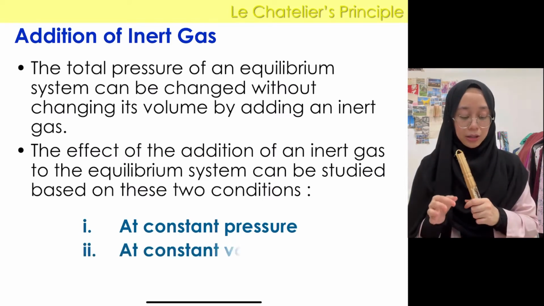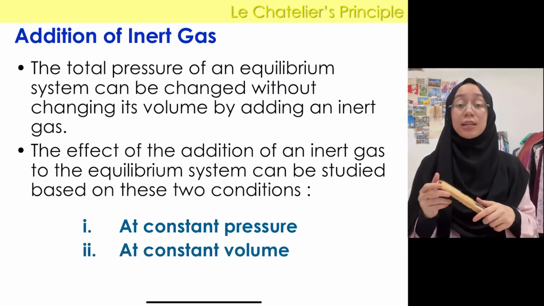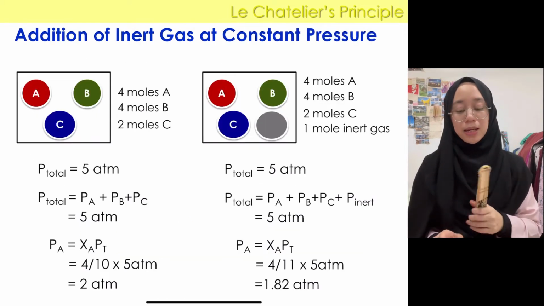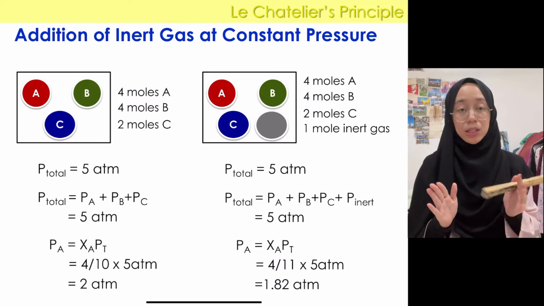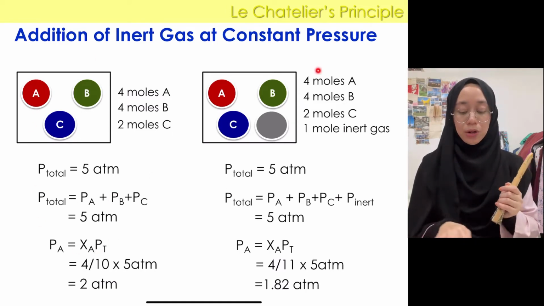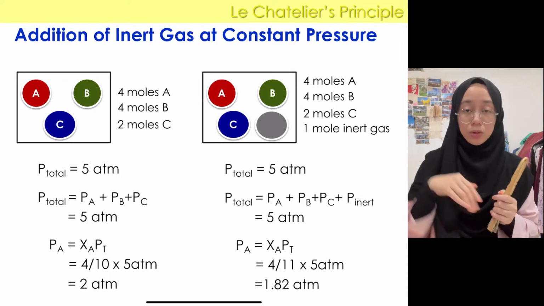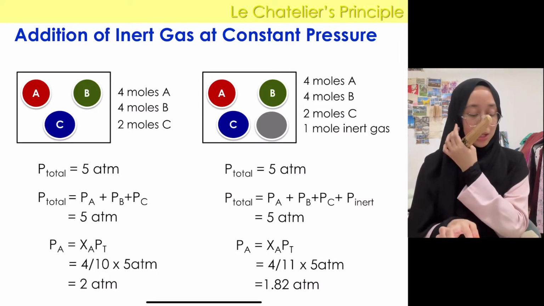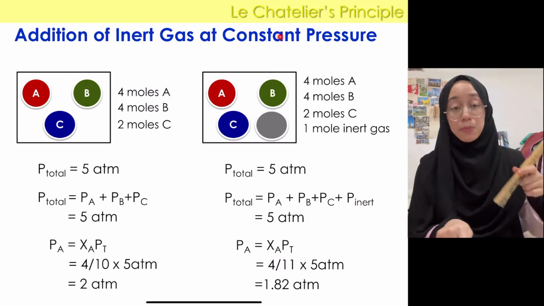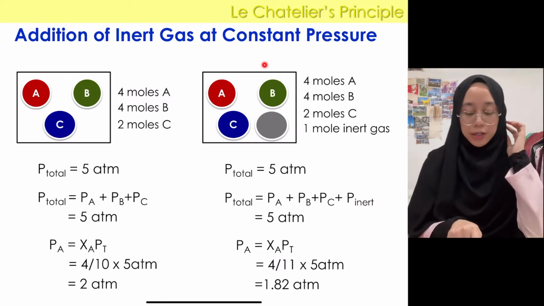And then satu lagi adalah dekat condition constant volume. So kita try tengok dulu the addition of inert gas at a constant pressure. So ada dua situasi kat sini kelas. The one on the left side is without inert gas, and the one on the right side adalah lepas kita masukkan the inert gas. So this is the part where kita tambah inert gas at a constant pressure.